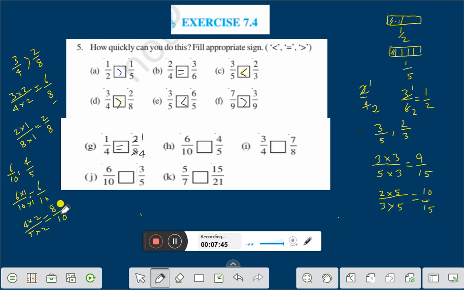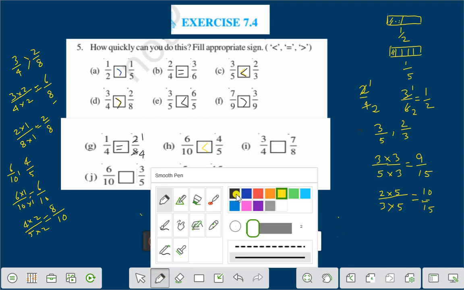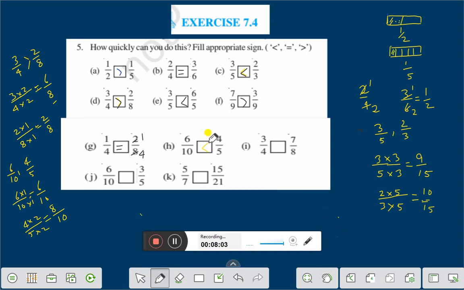Now here see, the denominator is the same, both are 10. Therefore, 8 by 10 is greater than 6 by 10. Right? That means 4 by 5 is greater, or 6 by 10 is less than 4 by 5. Next one is 3 by 4 and 7 by 8. Let us solve this one.